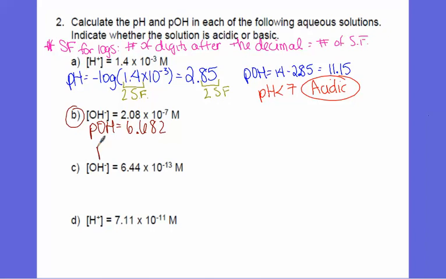What did you get as the pH? 7.318. So is this solution acidic or basic? Basic. I mean, it's barely basic, but it's basic.